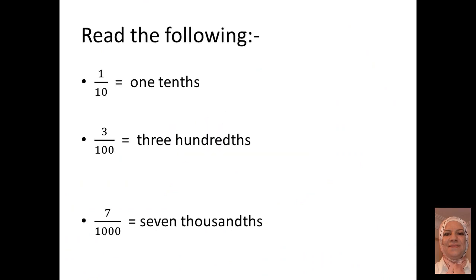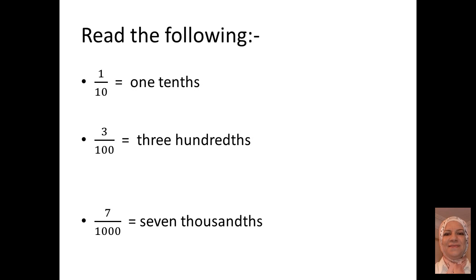Following fractions, please. 1 out of 10 is read as 1/10. It means I have just one part out of a whole 10. Like when you have a bar of chocolate that contains 10 parts, you eat just one part, and this means you ate 1 out of 10.